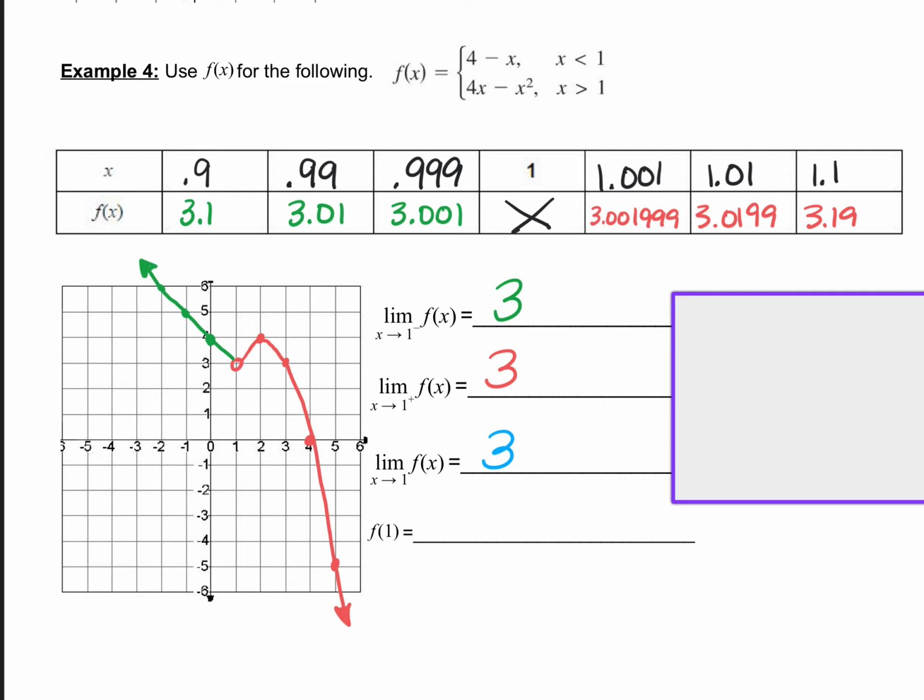And then finally, I want to evaluate when x equals 1. If I look at my function, when x equals 1, I have a hole in the graph. So I actually don't have a value when x equals 1. So that would be undefined. And the reason I have an undefined value there is when you go back to your piecewise function, when you're graphing it, there's never a time when x is actually equal to 1. It's either less than or greater than.